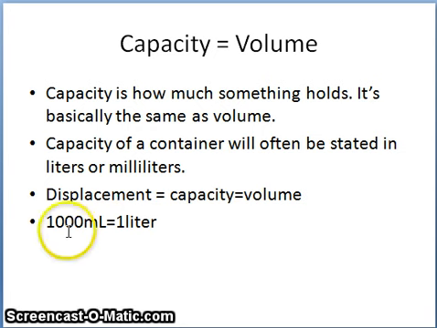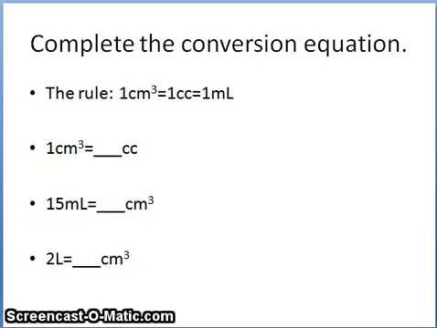This is important to know right here. 1,000 milliliters equals 1 liter. Milli literally means thousandths. Anytime you see milli something, like millimeters, that means thousandths of meters. So milliliters means a thousandth of a liter. So a milliliter is not very big. I'm going to talk more about that in a second.